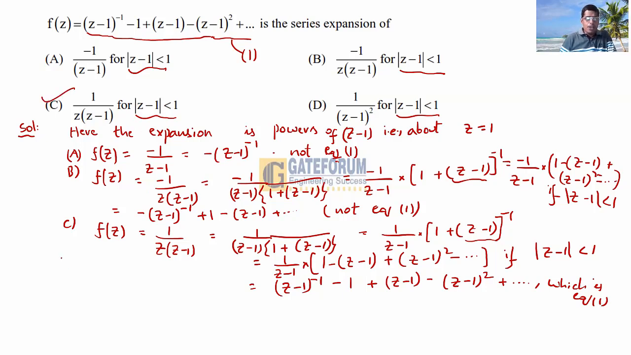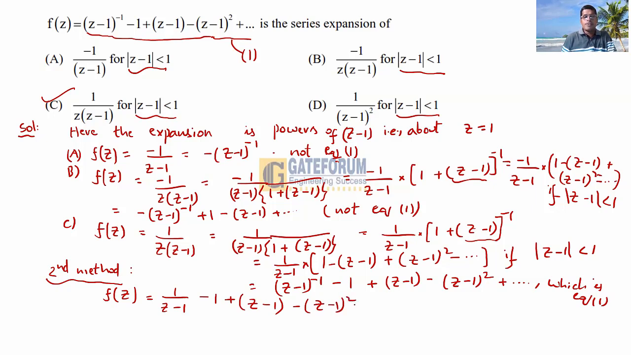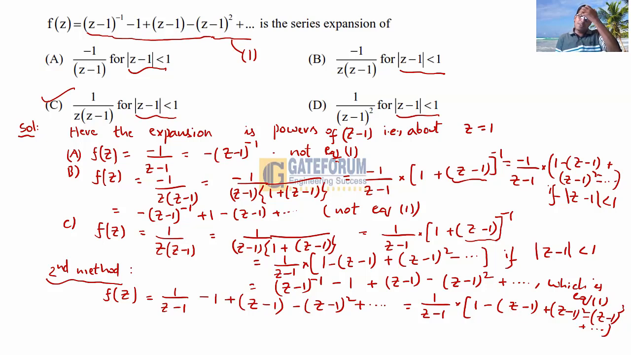See, if you feel the options method is more time consuming, the second method is the direct method. Already given f of z as 1 by z minus 1 minus 1 plus of z minus 1 minus of z minus 1 whole square plus x. In all this, I can take 1 by z minus 1 common. After that, plus 1 minus of z minus 1 plus of z minus 1 whole square minus of z minus 1 whole cube plus etc. Now it looks like 1 minus x plus x square etc., that is 1 plus x whole power minus 1.